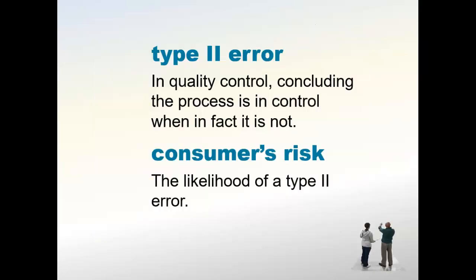So for definition purposes, a type 2 error in quality control is concluding the process is in control when it is in fact not. And consumer's risk is the likelihood of a type 2 error.